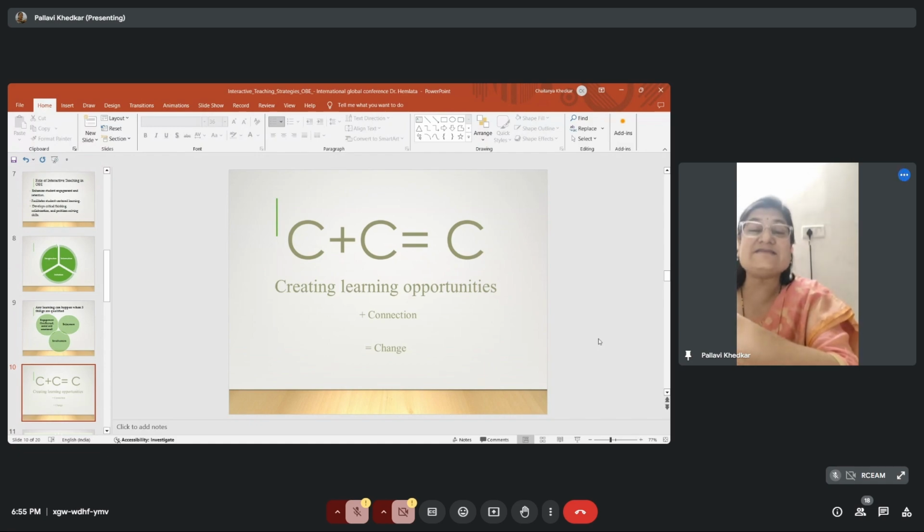That is why the three C's are very important. One is creating learning opportunities for the students, relevant, very efficient learning opportunities. Second is connecting them. And the third thing is bringing a change. That only will bring a change in the students. So these three C's are very, very important with today's generation.